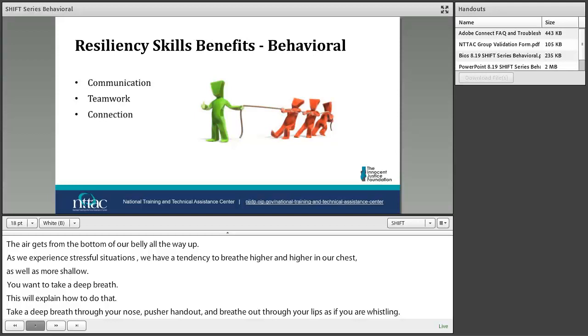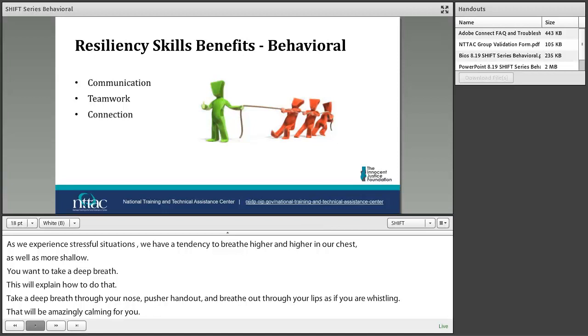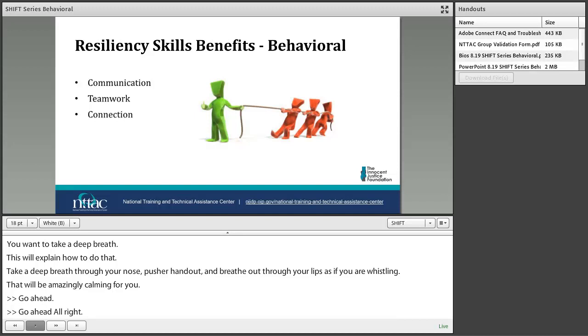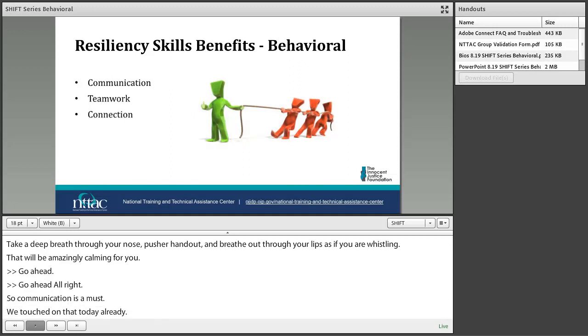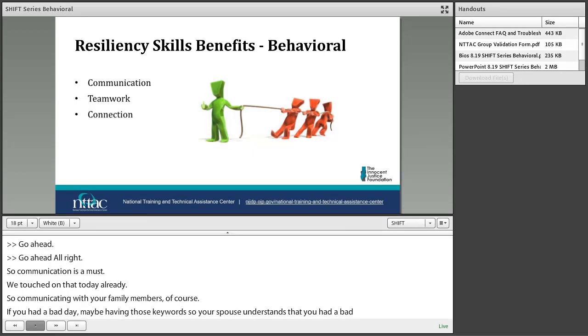All right, so communication is a must, and we've touched on that today already. Communicating with your family members, of course. If you had a bad day, maybe having those key words so your spouse understands that you had a bad day, and maybe something to look for. That way, because our family sometimes absorbs some of the things that happen to us during our work day, definitely communication is vital.